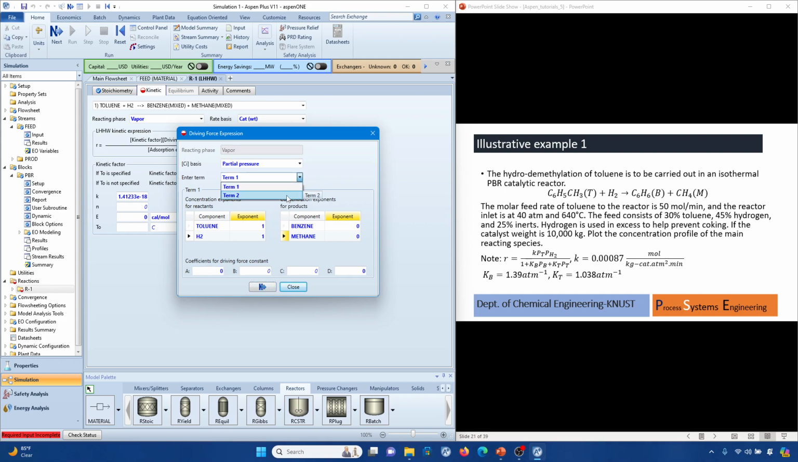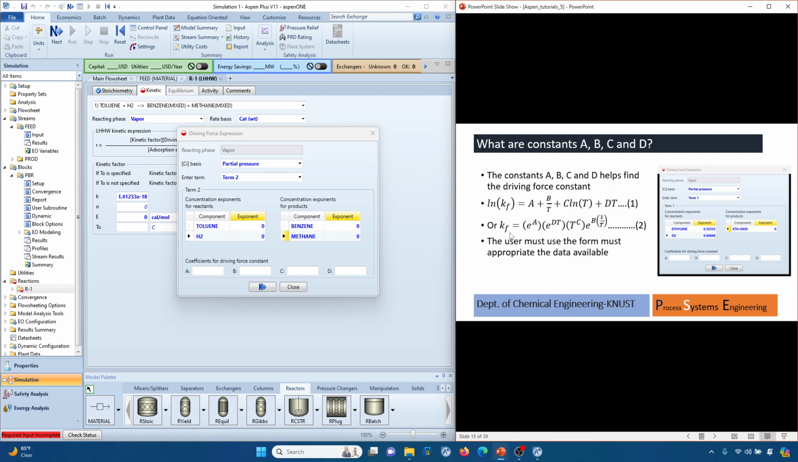Then when it comes to the backward term, we need to tell Aspen it's not there first by indicating 0 for all the terms. And then we need to indicate that the backward constant is 0. If KB is 0, then the easiest way to achieve that is if B went to 0, C went to 0, D went to 0, right? Which will make the entire term here 1. Then we'll only be left with EA.